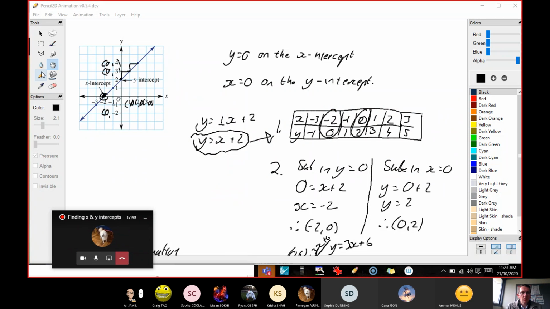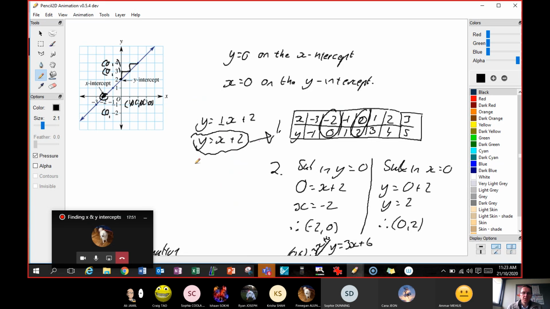And why we can graph this as a straight line is because the equation is in the form of y equals mx plus c, where m can be a number and c can be a number. If it's written like this, and x is only to the power of 1, it's going to make a straight line, and we have looked at that.